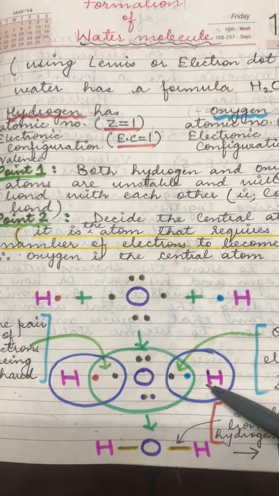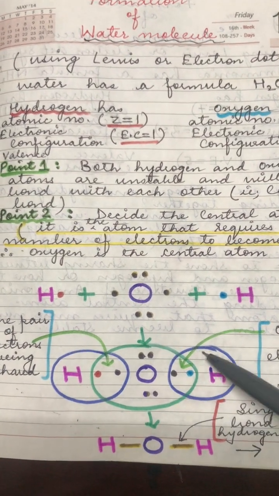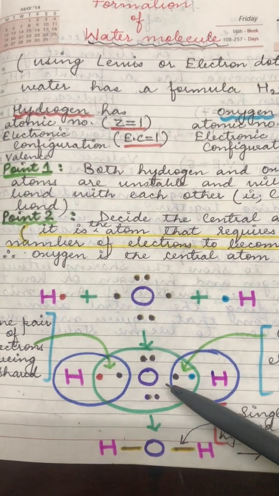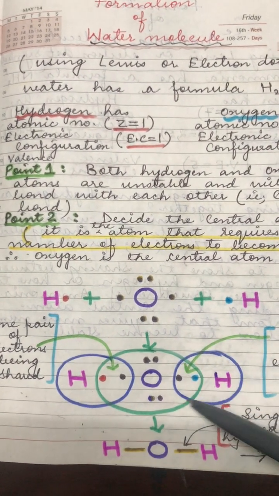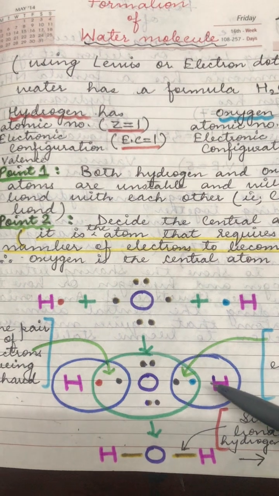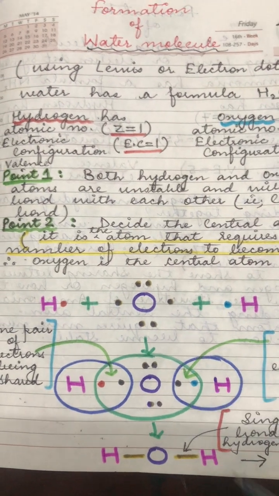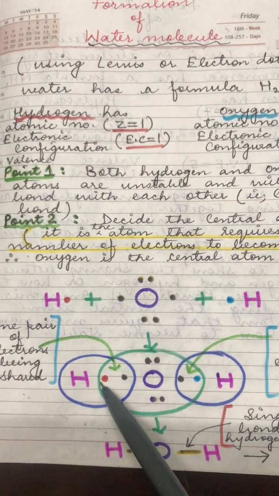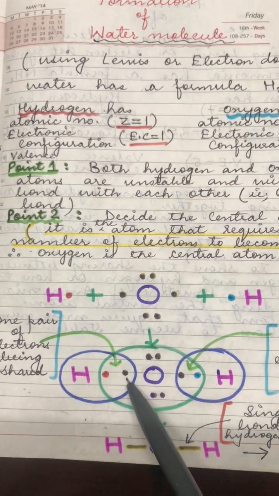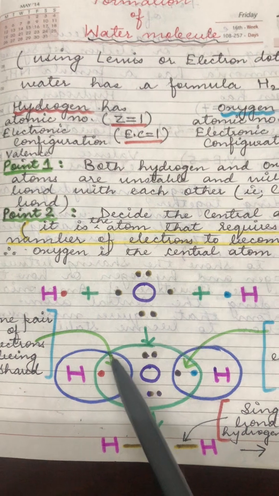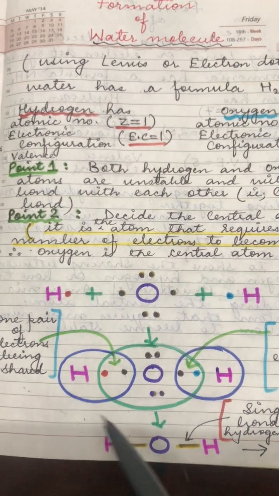Now if you look at the first one, this hydrogen atom has shared one of its electrons with one electron of the oxygen atom, and in turn is now following the duplet rule and has become a stable atom. On the other hand, even this hydrogen atom has become stable by sharing one of its electrons with one electron of the oxygen atom. So this is also following the duplet rule.